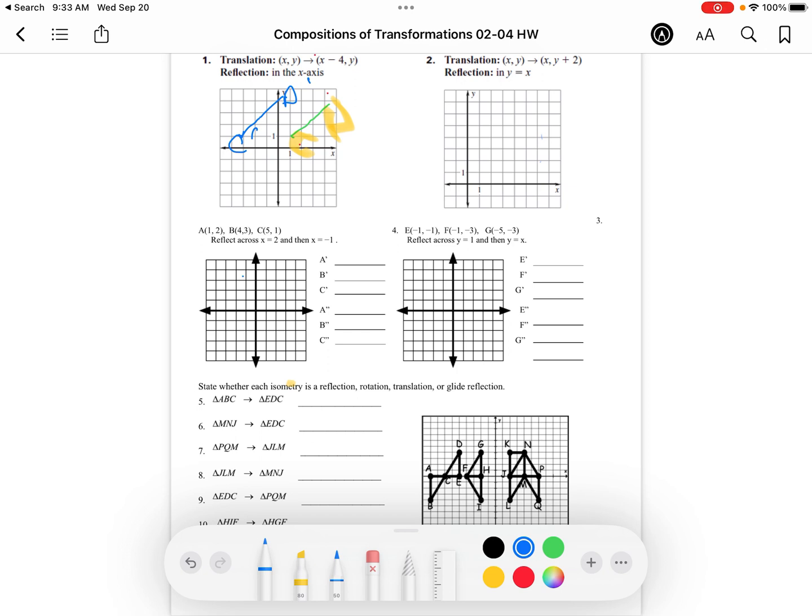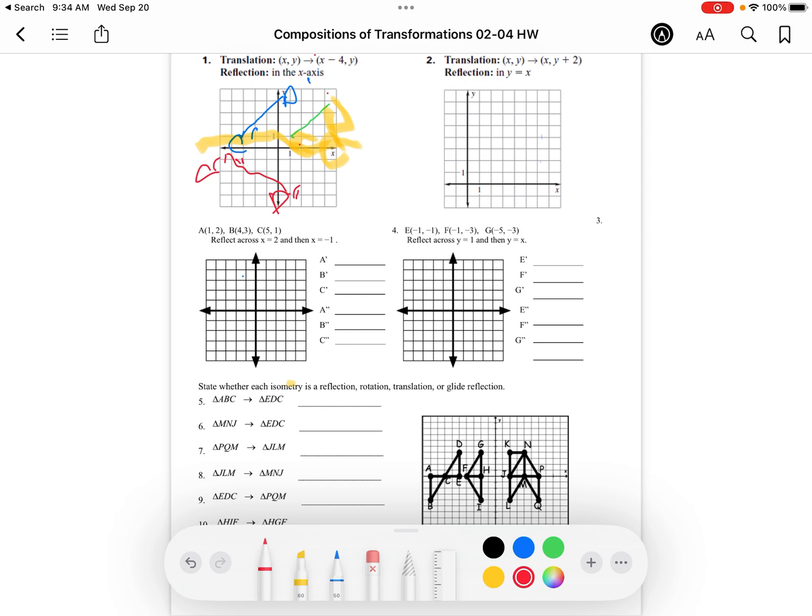Now with that, we're going to do CD double prime and flip that over the x-axis, which is here. There's our x. So we'll flip just the values of y. 1 becomes -1, 5 becomes -5, and this is C double prime, D double prime.